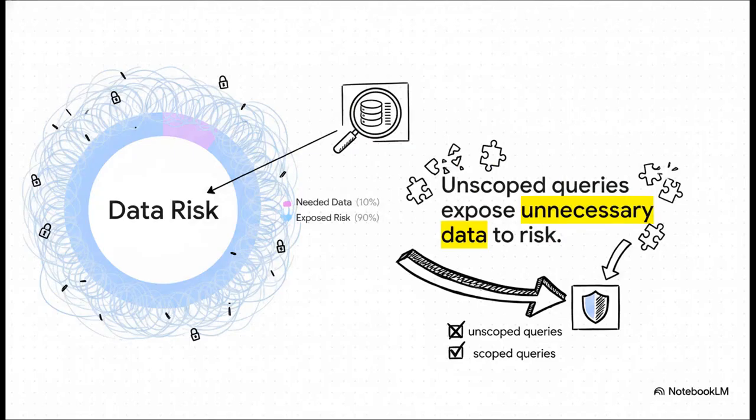Let's visualize this. Think about the tiny sliver of data your app actually needs to function. That's the slice you want. The rest of the database? That's a massive, unnecessary liability you've just exposed simply for the sake of convenience.